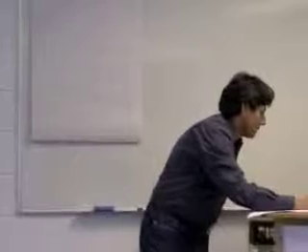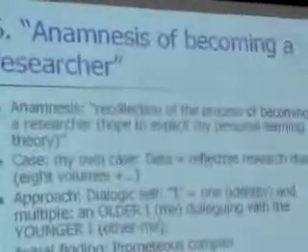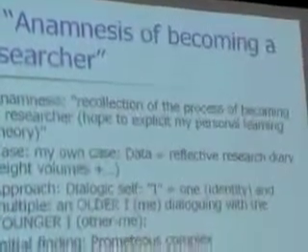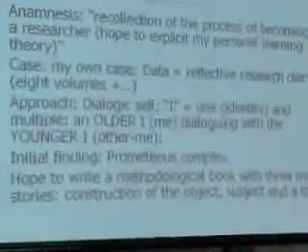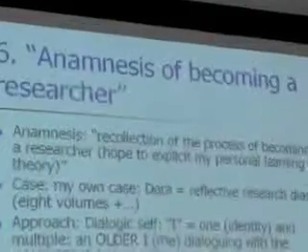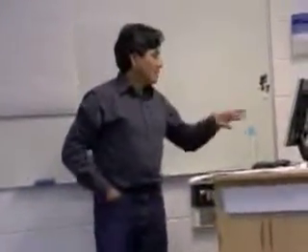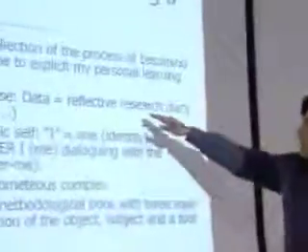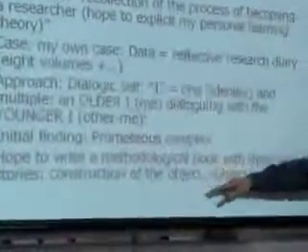Okay. I will stop there. That's just a couple of minutes to say what I'm doing right now. I call it my project, entitled Anamnesis of Becoming a Researcher. Anamnesis is a Greek word that means recollection, remembering. What I'm trying to do is take my own reflexive diary, these 8 volumes. I want to write a methodological book, but it's going to be rather unconventional, because it's based on this experience.